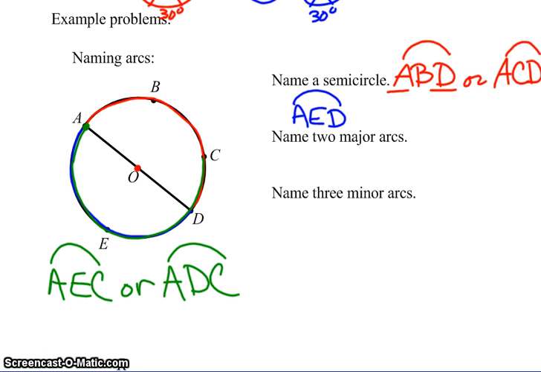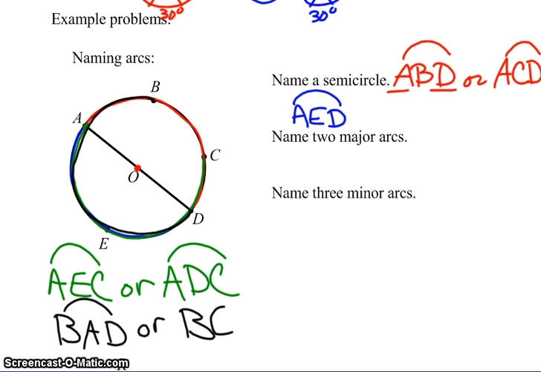But if I want 2 major arcs, another major arc may start at B and end at D. I could name that one either BAD, or I could name it arc BED.